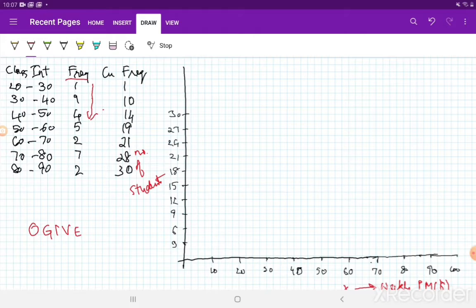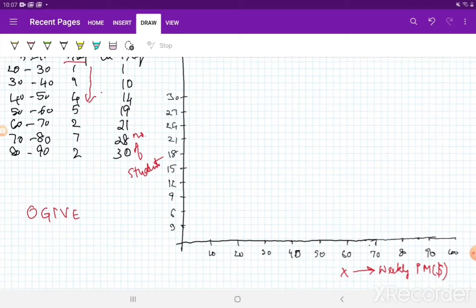And how do we plot it? On my x-axis, I have taken the weekly pocket money, denominated in dollars. And on the y-axis is the number of students. So I shall plot it against the upper limit. Against 30, I will plot 1. Against 40, I shall plot 10. That's a little bit more than 9 over here.